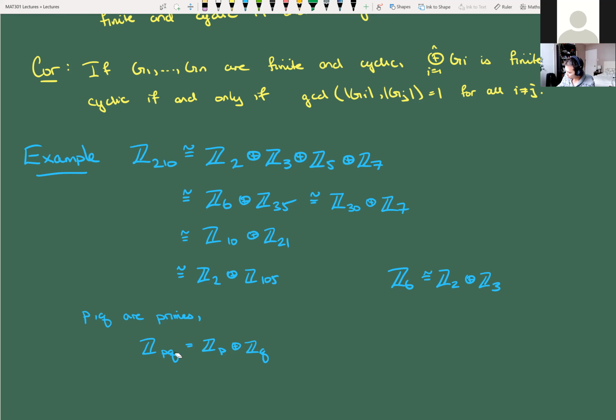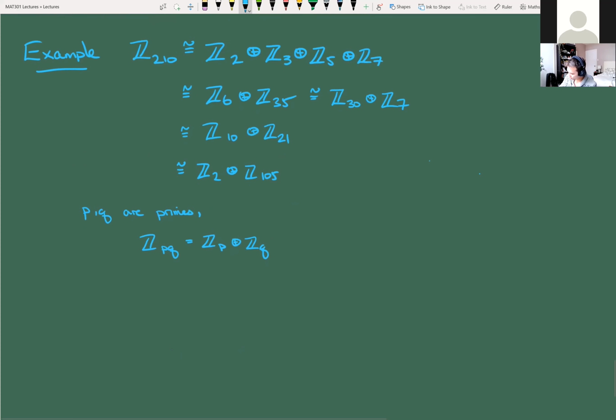So I claim that Z2 plus Z3 basically is Z6. Not only is it isomorphic, but it basically is. What that means is I know that this thing for sure has order 6. So to show that it's cyclic, I need to show that there's an element in here that has order 6, right? So what can we obviously think of as an element in here that does have order 6?